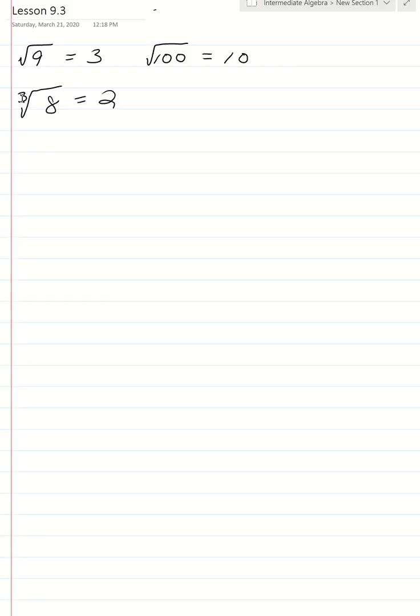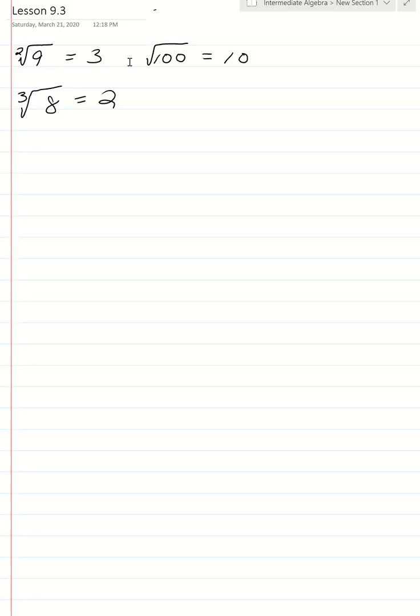Because remember, we had the root index of 3, and we were asking ourselves, 2 to that power of 3 would give you that radicand, that number 8. Or remember, there's the little root index 2 that is understood here. And when we take the square root of 9, we're asking ourselves, what number that when I raise to the power of 2 would give us the radicand of 9? And of course, that's the answer here, 3.